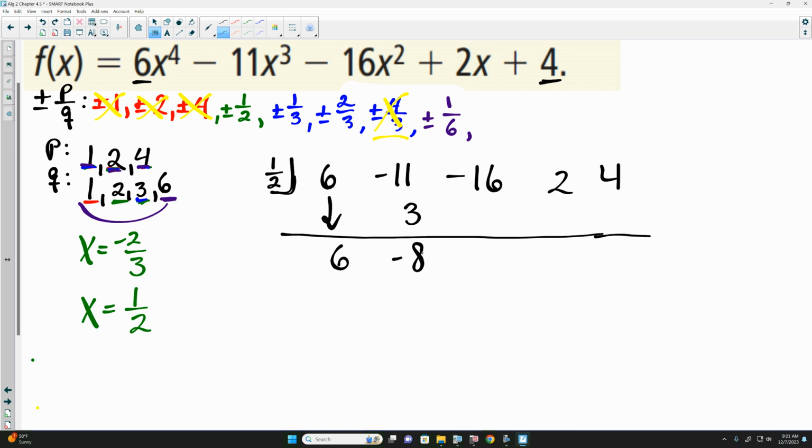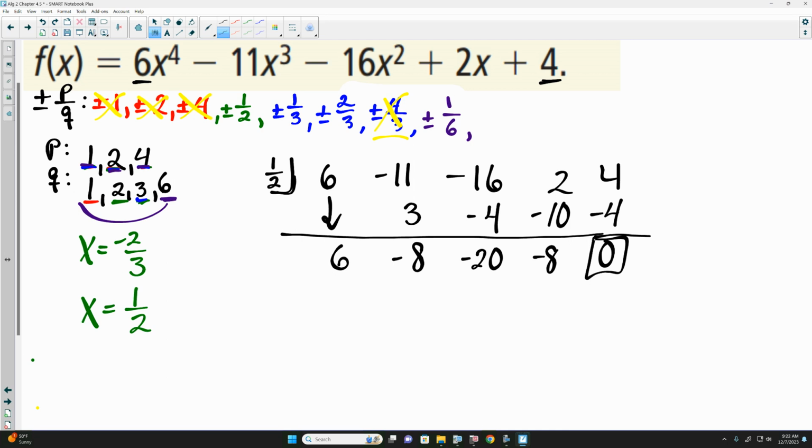At this point in the calculator, you can hit times 1/2. It'll give you negative 4. Then you can immediately hit plus negative 16. And the calculator will tell you it is negative 20, times 1/2, plus 2, times 1/2, plus 4.